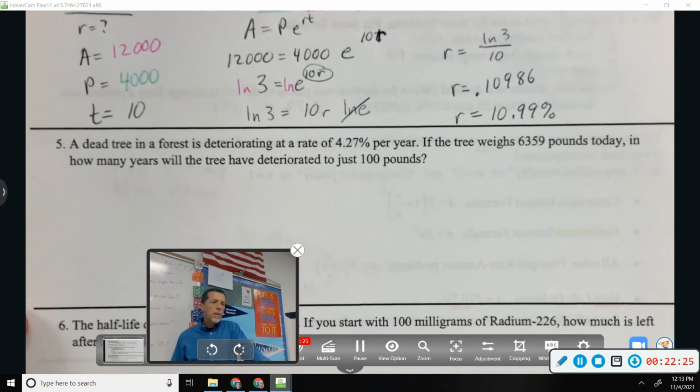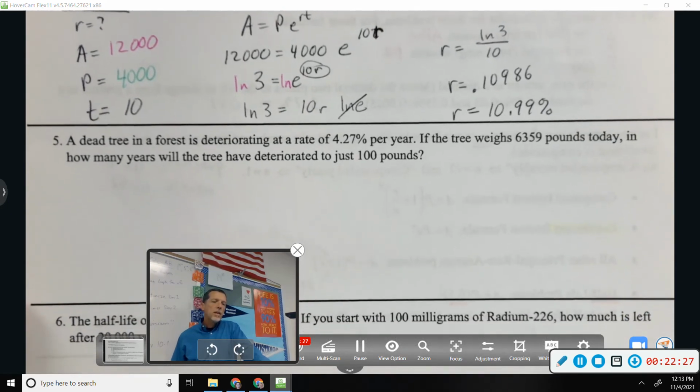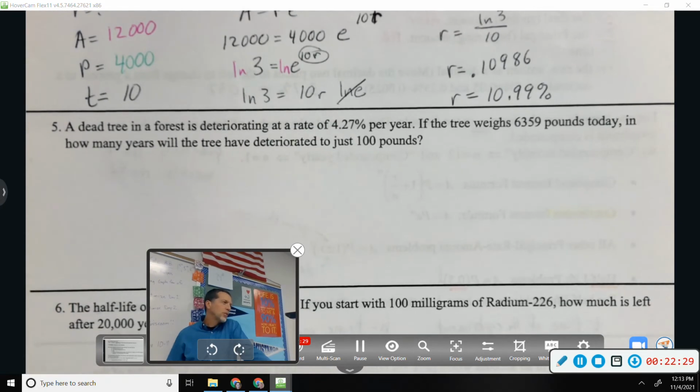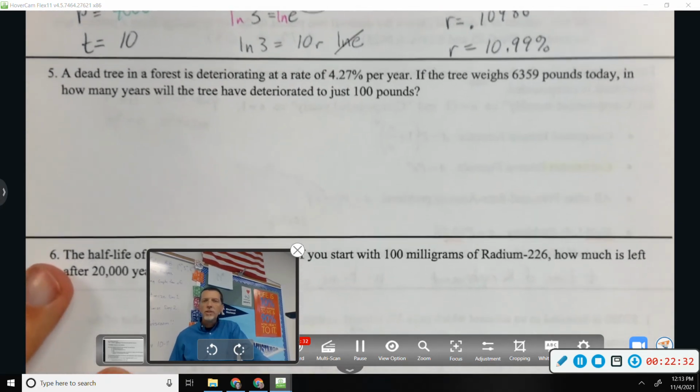Are we always going to use decimal places, or is it going to tell you? It will tell you, or it's multiple choice, so you'll just go with whatever the multiple choices are.